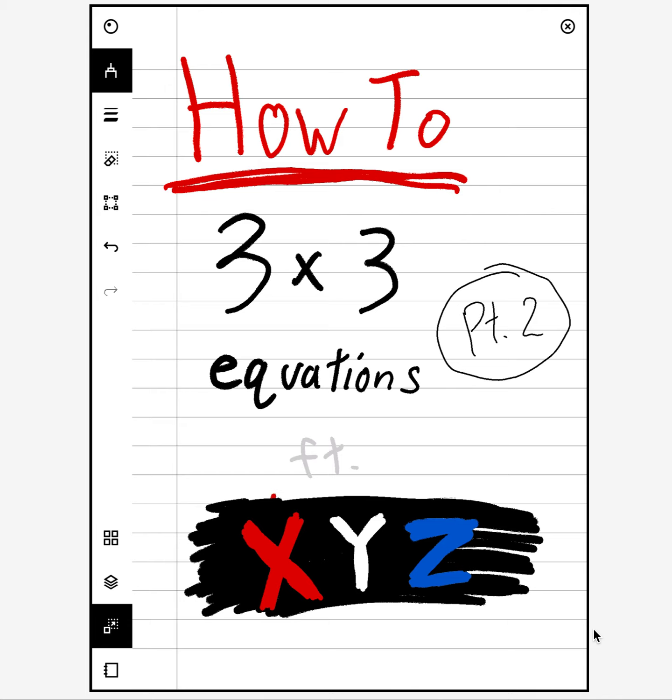This is part 2 of how to solve 3x3 equations, featuring chi, upsilon, zeta. Sad story, they're all going to be eliminated. All right, let's get into it.